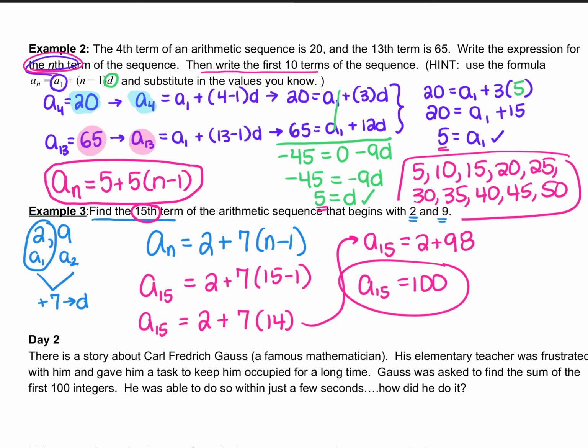Now, it might seem like that was more work than necessary, but it's probably going to be easier than having to add 7 a whole bunch of times until we get to the 15th term. Either way, you're going to get there, but just imagine if I had said, hey, find the 115th term now. That's when you're going to want to write this equation first and then use it to find that term. All right. Hopefully this all makes sense.